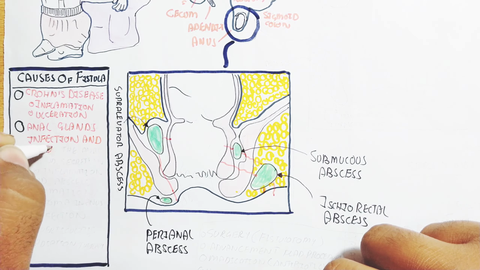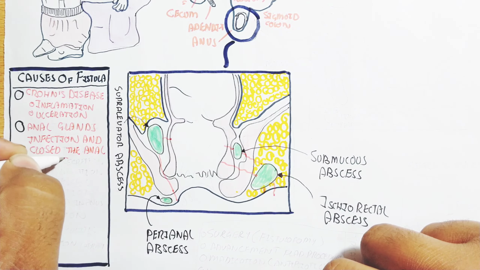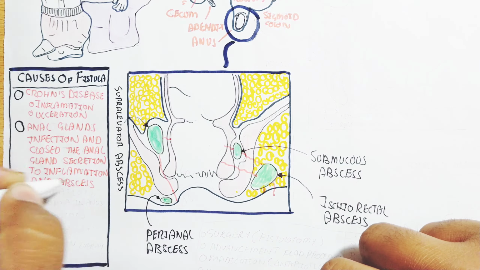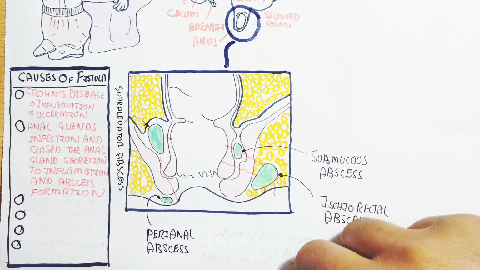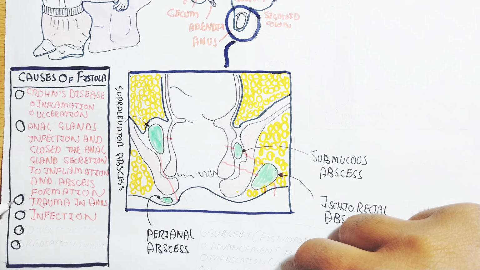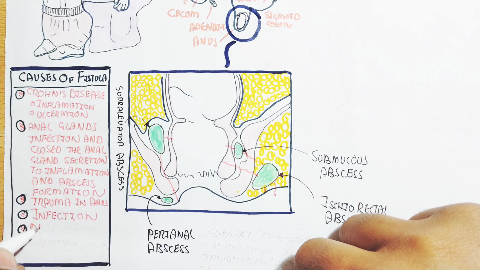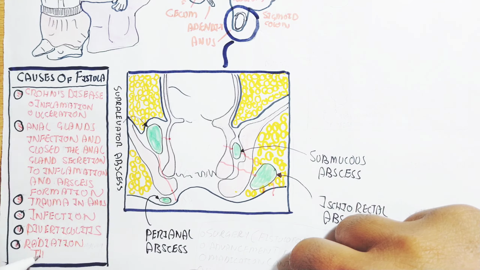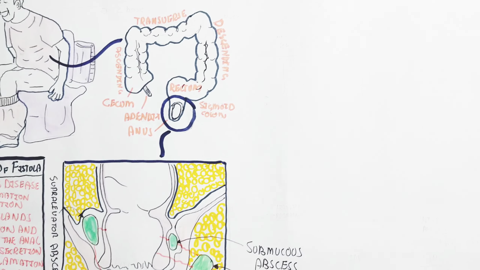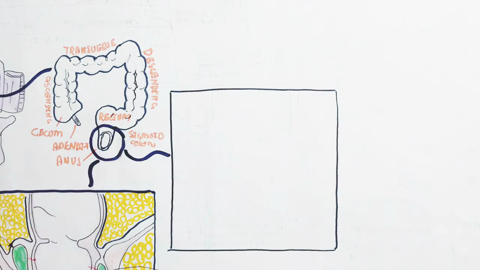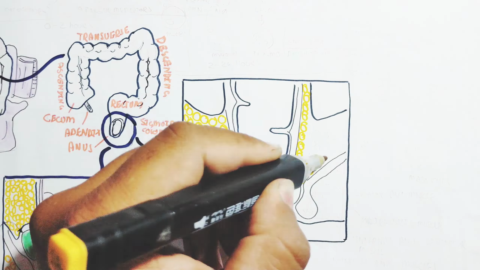Causes of fistula are Crohn's disease, inflammation, ulceration, and anal gland infection, and a blocked anal gland secretion leads to inflammation and abscess formation, and trauma in the anus as well as infection and diverticulitis. We will discuss diverticulitis in the next video. Radiation therapy also causes the anal fistula. But an important thing you need to understand is that eating fast food chronically and daily and other bad eating habits also cause the fistula. But the important thing is the blockage of the anal gland, which causes the abscess formation.